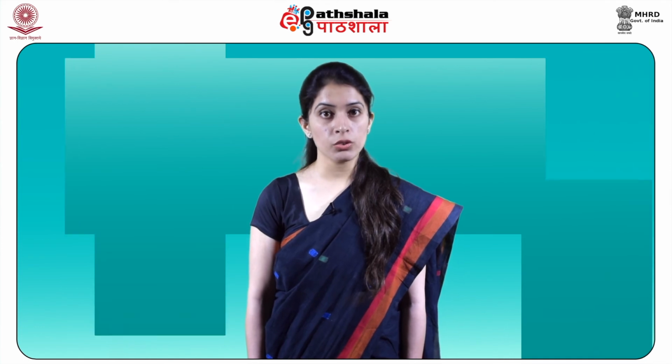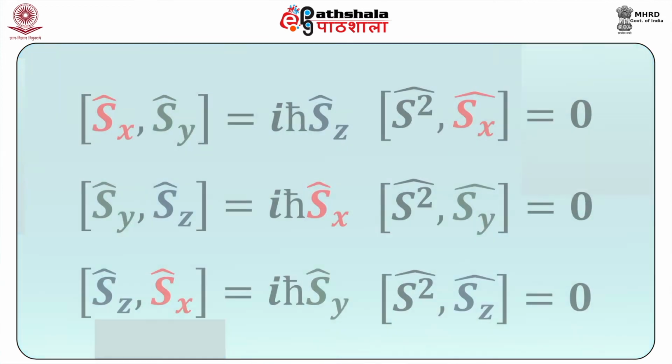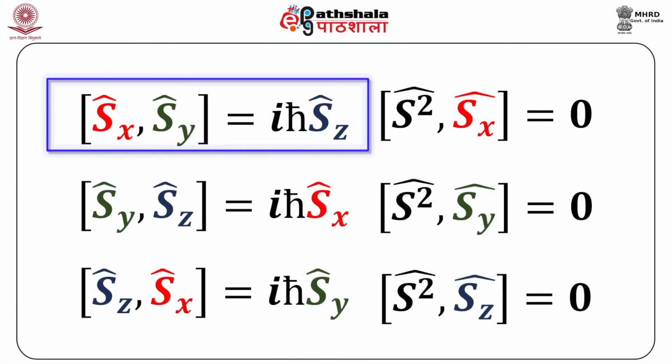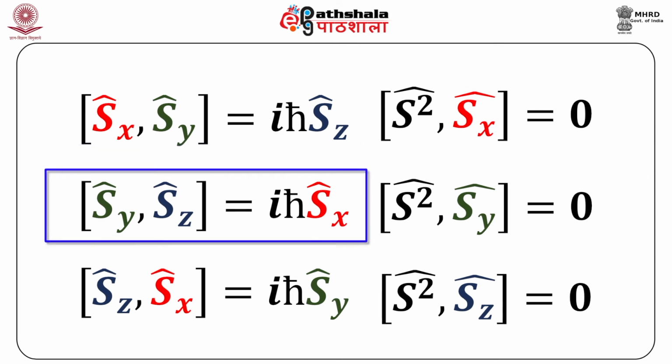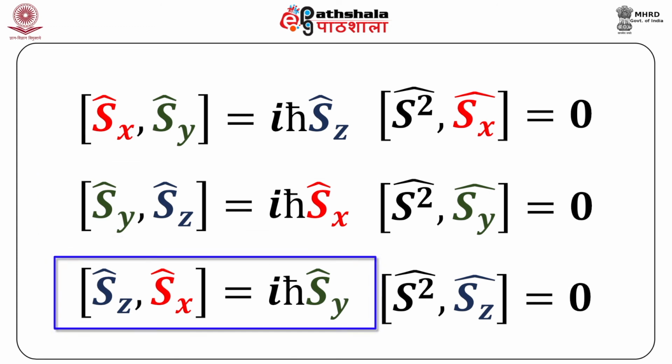Since spin is an angular momentum, it satisfies the following commutation relations. The spin angular momentum components x, y and z do not commute with each other, and the commutator for Sx Sy is equal to i h cross Sz. The commutator for Sy Sz is equal to i h cross Sx, and the commutator for Sz Sx is equal to i h cross Sy.